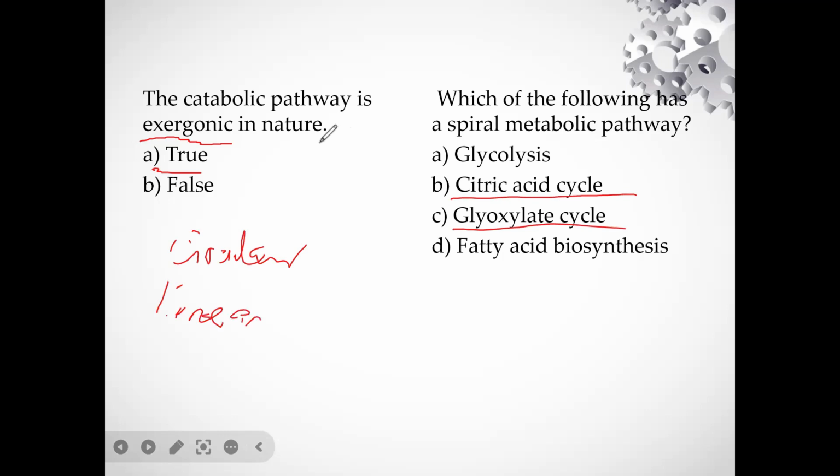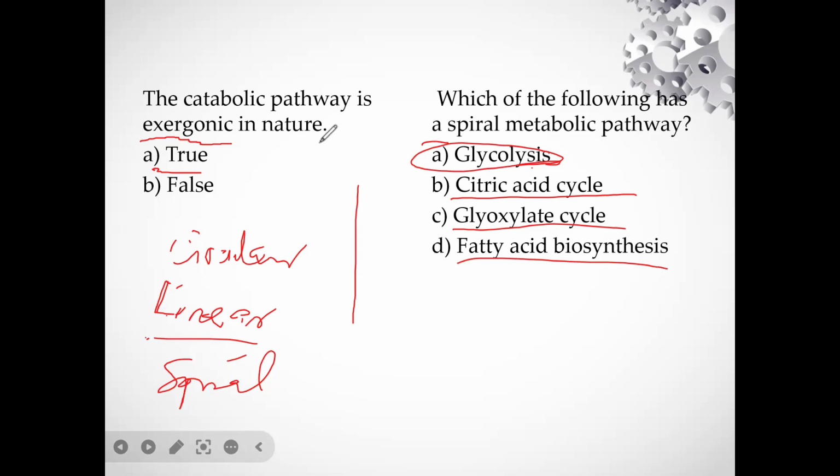It can be linear. When we say it is linear, what does linear mean? It means that it is in a straight line. So glycolysis is an example of linear. And then we have the spiral metabolic pathway, which is the fatty acid biosynthesis. It is usually spiral. So the answer is D.